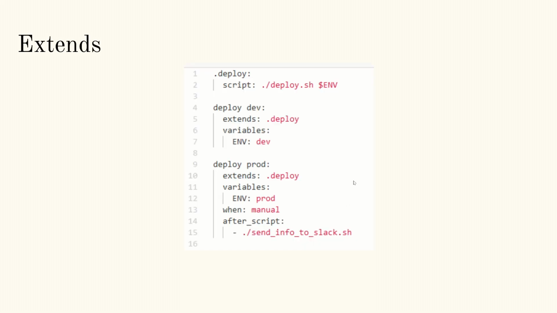Here's an example of extends keyword. We have two jobs. We inherit from the deploy job, and for each job we change the env variable. And for the prod, we want to run this job manually. And after the deployment to production, we want to send some info on Slack, for instance.